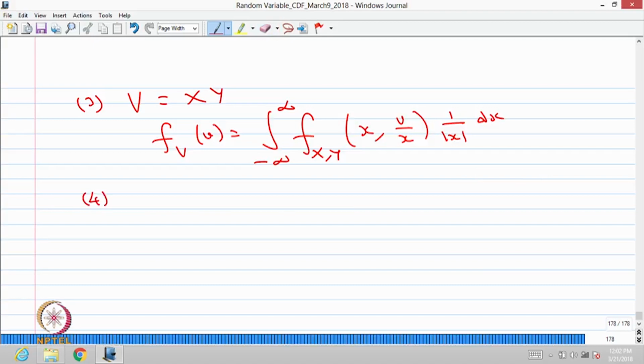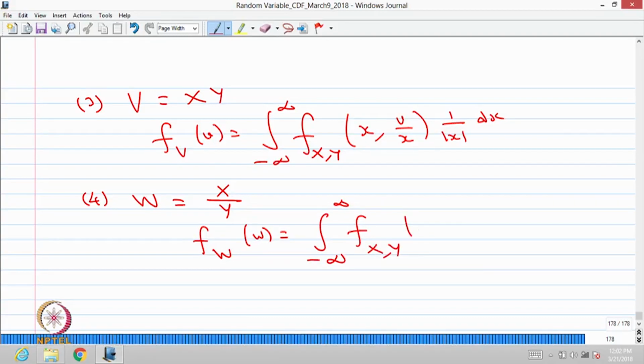Similarly, the last result, the random variable w is defined as x divided by y, then you can get the probability density function of w by the similar manner, with x replaced by w times y, multiplied by absolute of y dy.